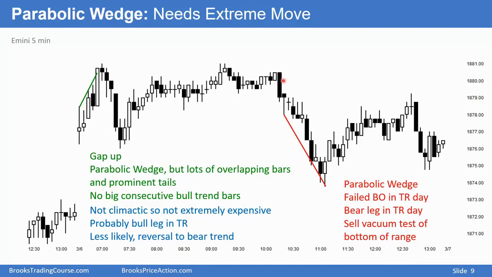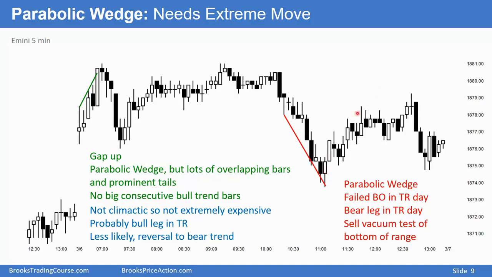On the other hand, we have a pair of bear bars here, 2 big bear bars here, another big bear bar here. This is much more climactic than this was. Much more chance that this is going to lead to a reversal, especially with a pretty good looking bull bar. Yes, it's a sell vacuum test of the bottom of the trading range. We have a double bottom, a bear breakout, tried to reverse here, failed, tried to reverse again here. Good looking bull bar, and we got a successful reversal.